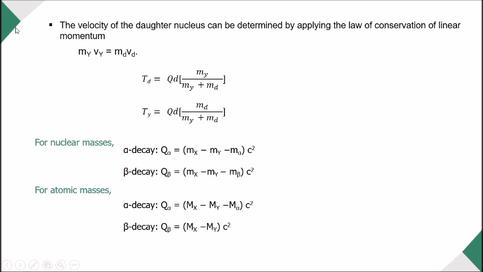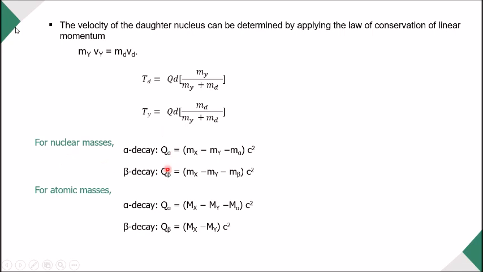Here my and vy represent the mass and the velocity of the emitted particle. The velocity of the daughter nucleus can be determined by applying the law of conservation of linear momentum: my vy is equal to md vd. Substituting in the above equation, we can write Td equal to Qd times my by (my plus md), and Ty equal to Qd times md by (my plus md), where d in Qd is the subscript, the decay energy.